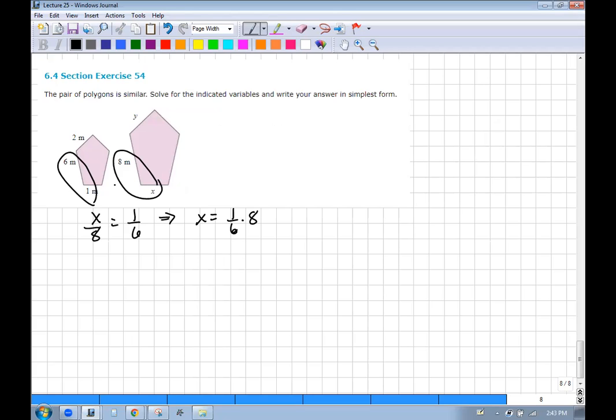Notice if we wrote the units here, we have x meters over 8 meters equals 1 meter over 6 meters. The meters all cancel out. Okay. Look at y. Y over 8 has to be the same as 2 over 6. So y is going to be 2/6 times 8.